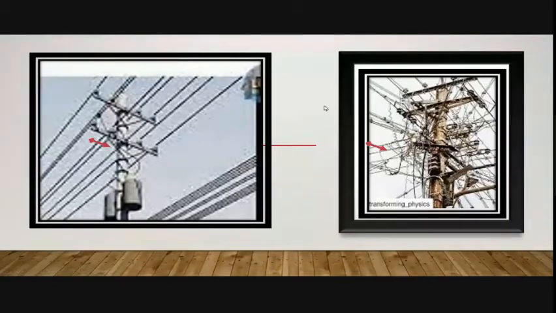Kirchhoff's voltage law or Kirchhoff's current law. Suppose you have a circuit like this, nice and plain wires, parallel wires going from one end to the other end, and you are asked to find the current in a particular wire, okay? Or else you are asked to find the voltage between any two points. So if your circuit is like this, then you can easily find out the current or the voltage, right?